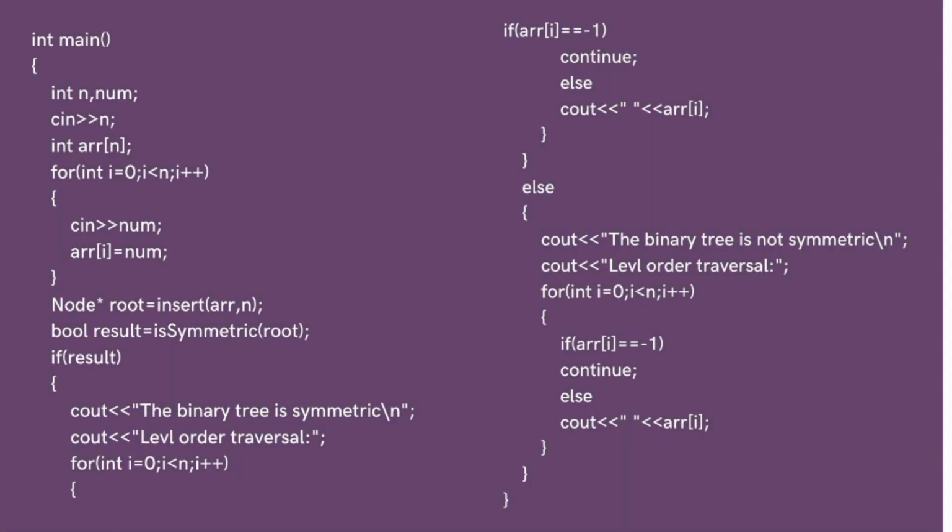Finally, let's look at the main function that ties everything together. Here we accept the number of nodes n and their values as input from the user. These values are stored in an array which is then passed to the insert function to construct the binary tree. Once the tree is constructed, we use the isSymmetric function to determine whether the tree is symmetric. Based on the result, we print either "the tree is symmetric" or "the binary tree is not symmetric". Additionally, we print the level order traversal of the binary tree excluding any -1 values.